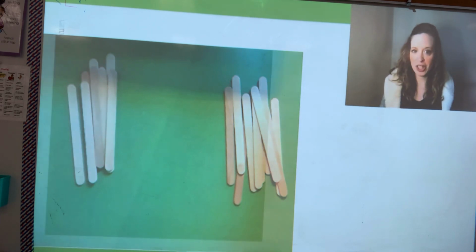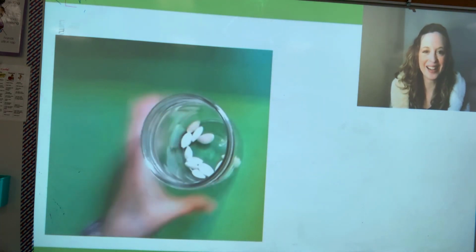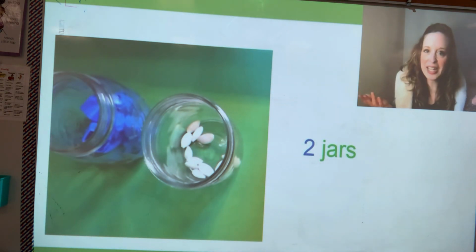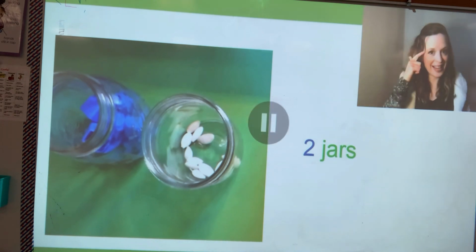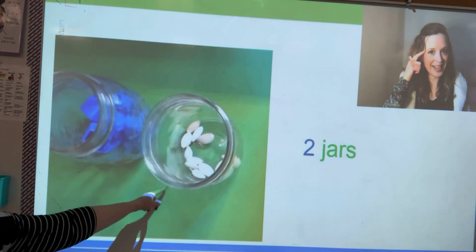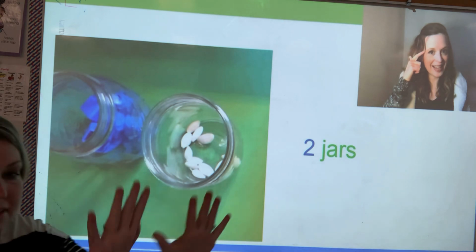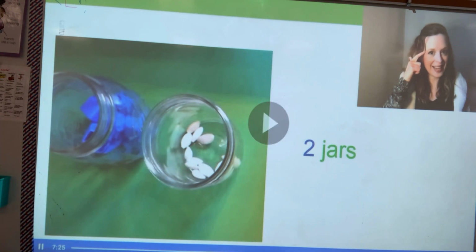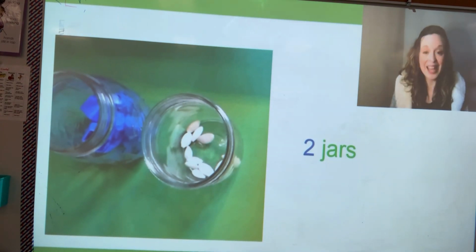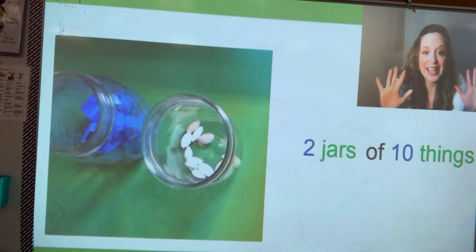Let's count the jars too. 1 jar, 2 jars. How many things are in each jar? Okay. Think. Show with your hands. How many objects are in each jar? Not 2 objects in each jar. How many cubes are in this jar and how many pumpkin seeds? Yeah, 10 are in each jar. Say it. Yes, there are 10 things in each jar.